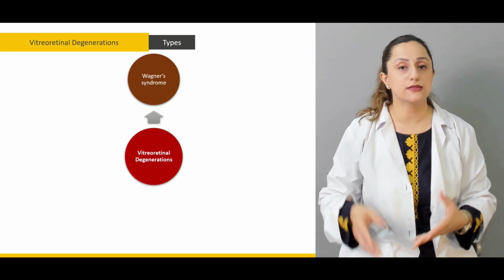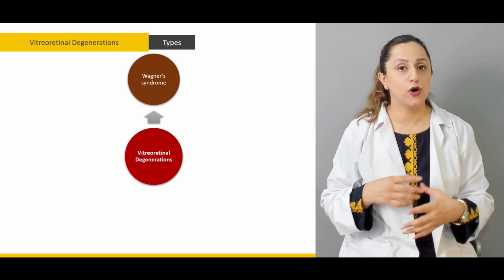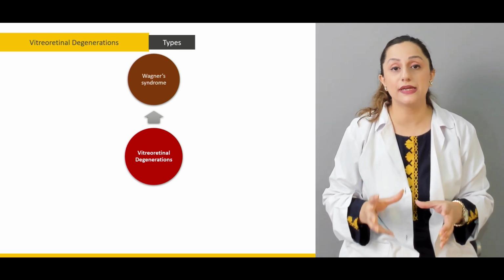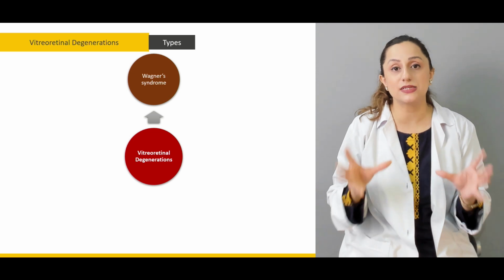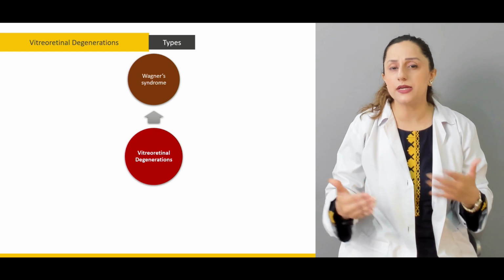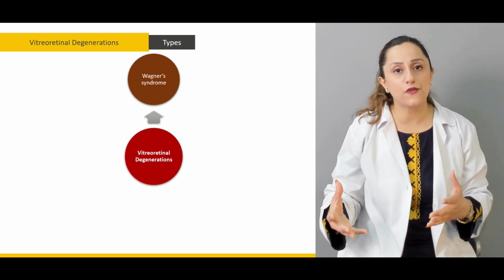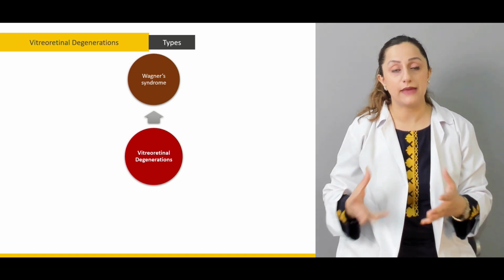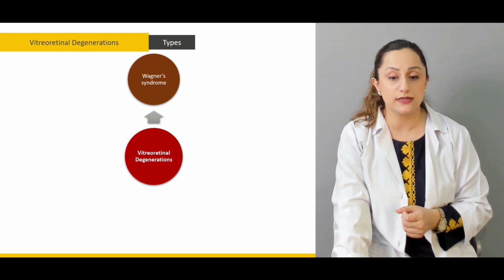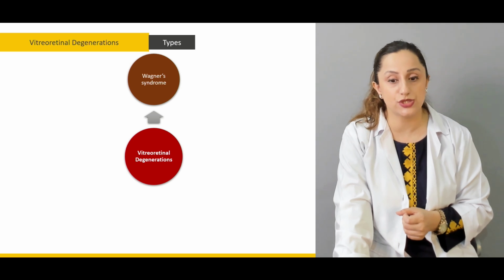The vitreous and the retina are involved. There is sometimes a cataract, and as the name indicates, it's a syndrome. It's not an isolated condition. The patient is suffering from a syndrome, so he'd be having some of the coupling features as well. So this is one of the syndromes associated with the vitreoretinal degenerations.